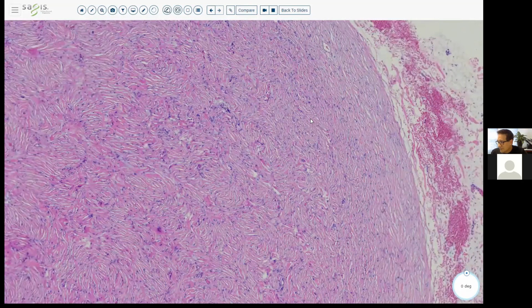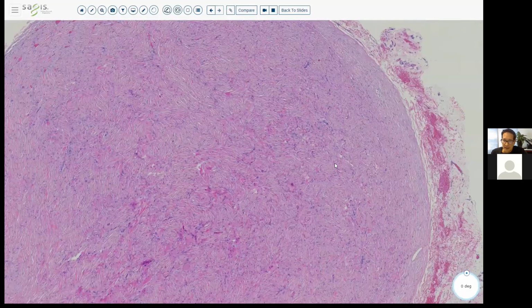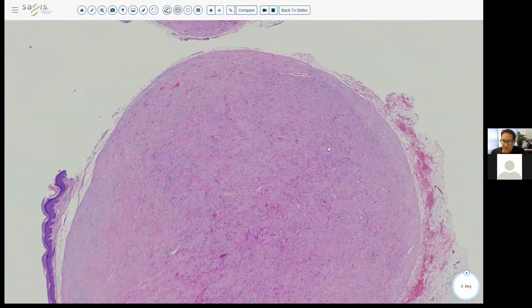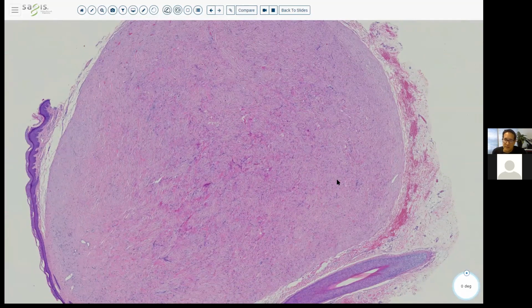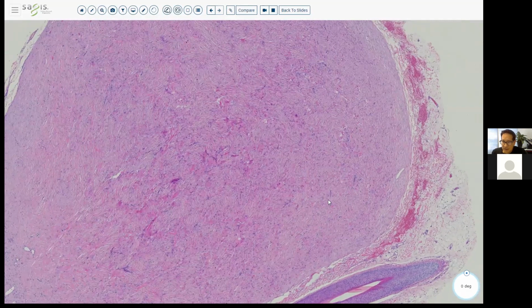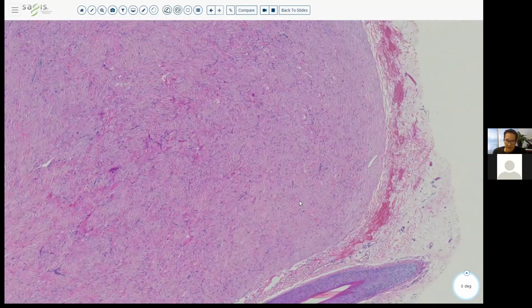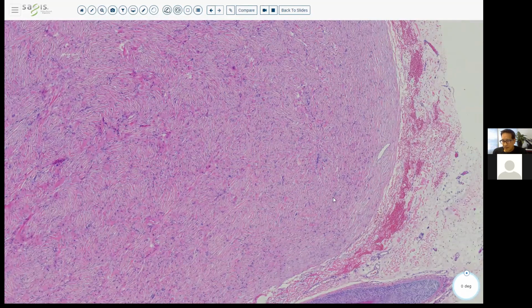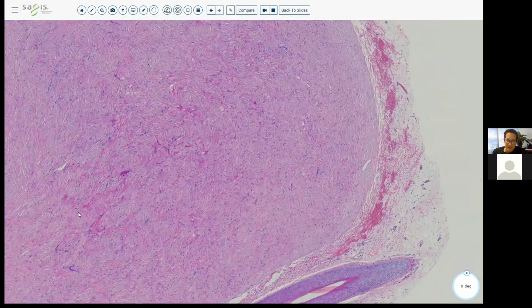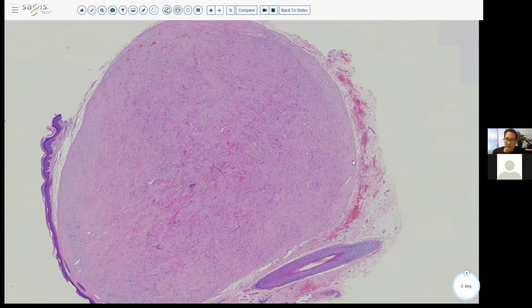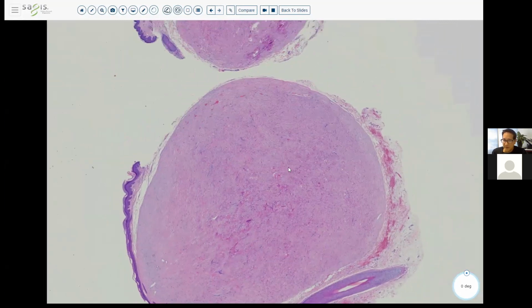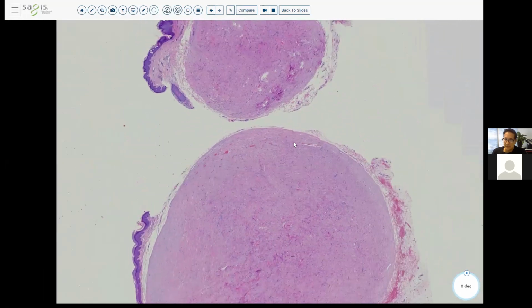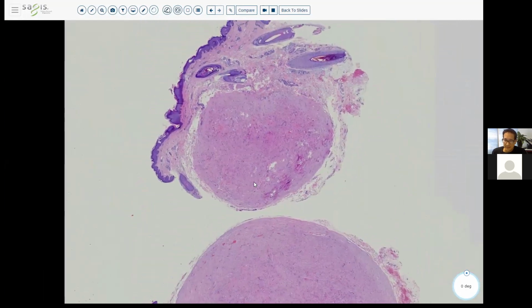Someone asked, can you see this in DFSP? I haven't really seen it. I'm sure you can. Pretty much in almost any fibrohistiocytic lesion you can start to have overlapping features, and I'm sure you could see this pattern somewhat focally. But really, DFSPs are cellular. You might see focal acellular areas, but in this case, I don't really see a cellular area in the whole lesion, so I wouldn't think DFSP. But to see this pattern focally within a DFSP, I'm sure it's been described. I haven't personally seen it, but that doesn't mean it can't happen.